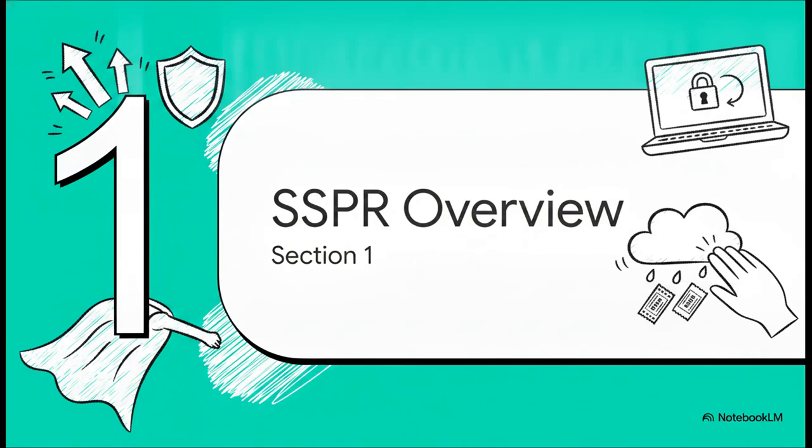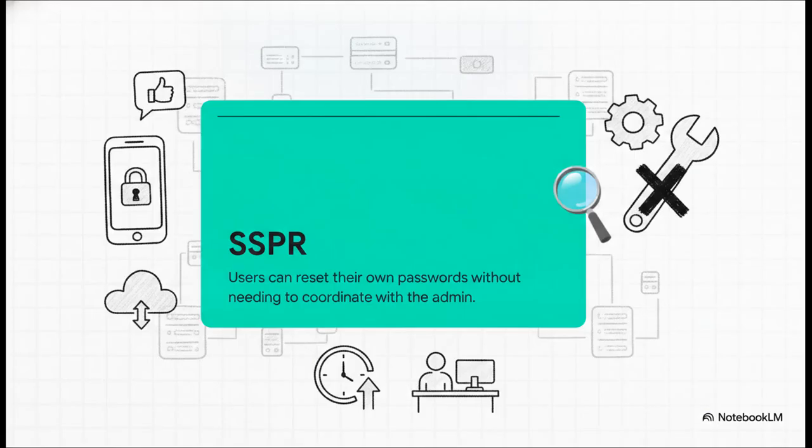Section 1. Self-service password reset. Right, so this is where we start empowering your users and, more importantly, saving your IT admins from drowning in a sea of password reset tickets. By definition, SSPR is exactly what it sounds like. It allows a user who has forgotten their password to independently verify their identity, usually via a text message, an authenticator app, or a phone call, and then reset their password entirely on their own.